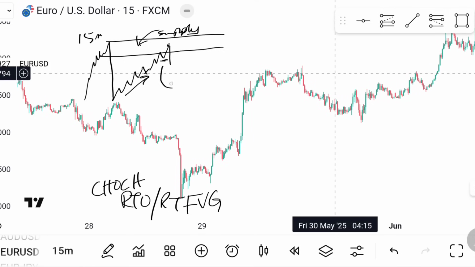So once you have this change of character, you now want the price to return to the zone, the mini zone or refined zone that created the break of structure to the downside, that created a change of character. So once price comes here, you are getting into this trade right there.